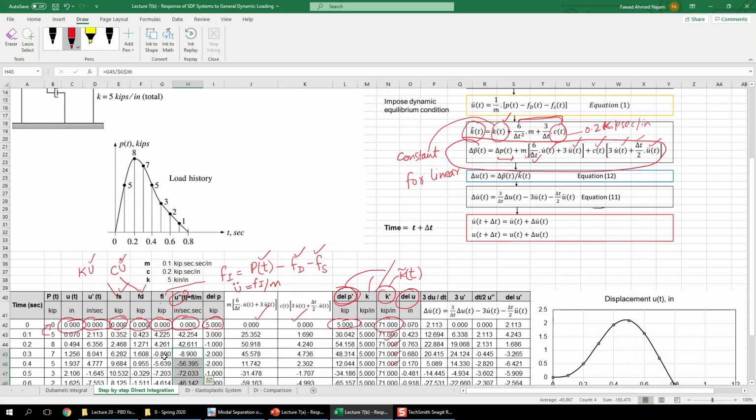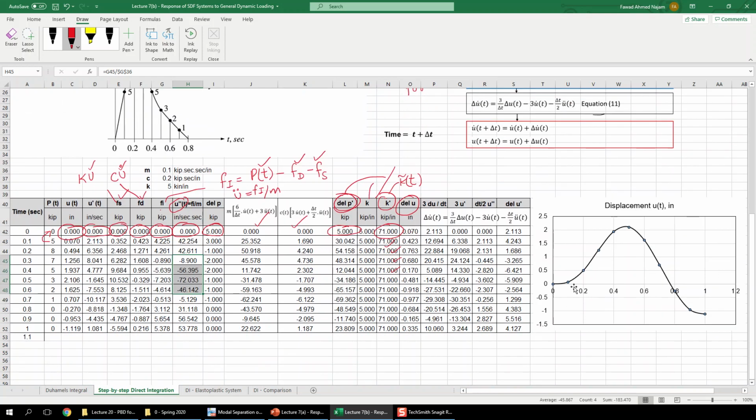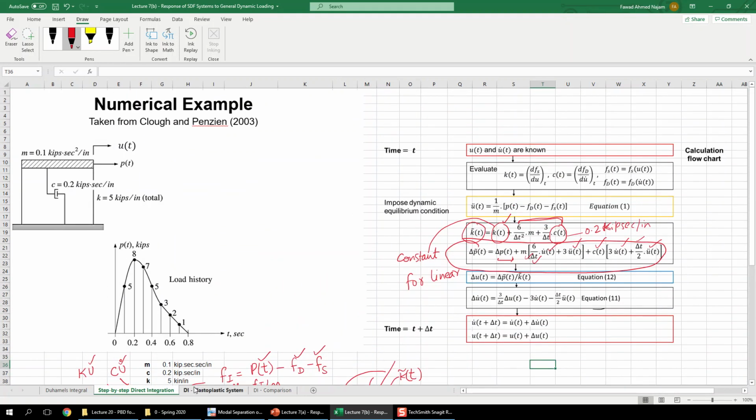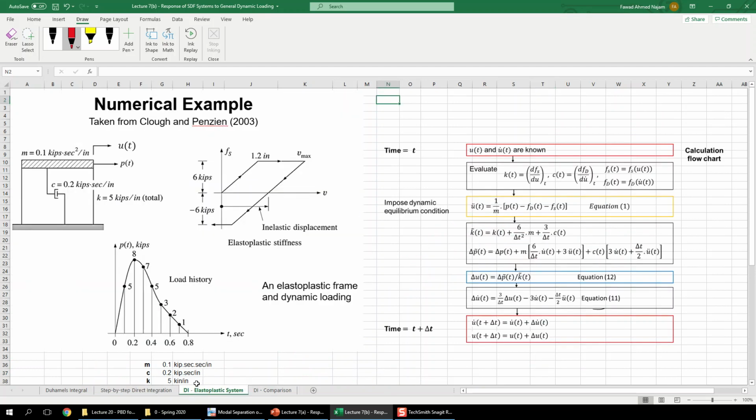Here I have plotted the displacement. You can see the displacement is plotted for 10 or 11 time steps, which is from 0 to 1 second. These are the values of displacement, but these are the values for the linear system. Let's quickly change the solution to a nonlinear system, and that is this next sheet, which is the elastoplastic system.